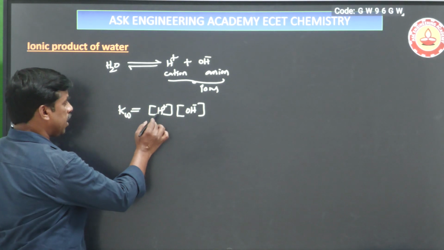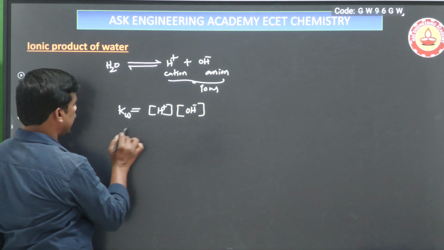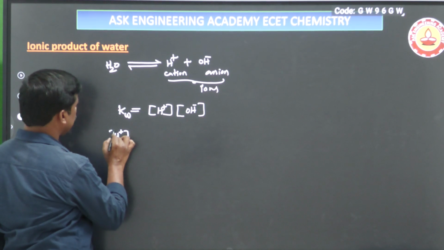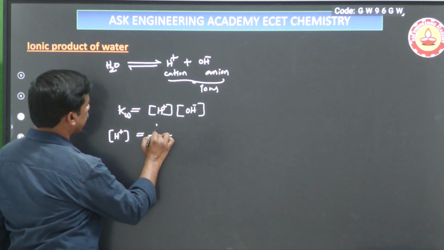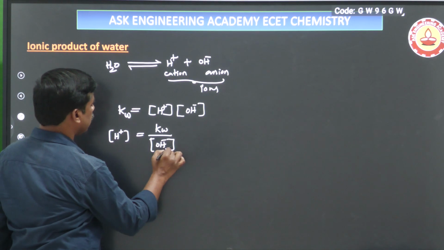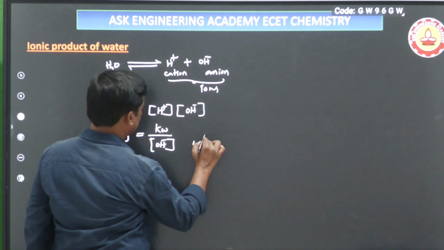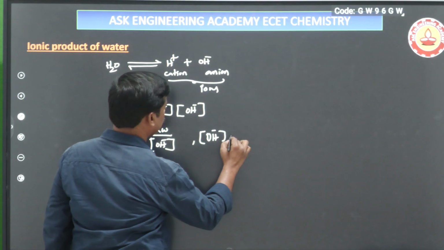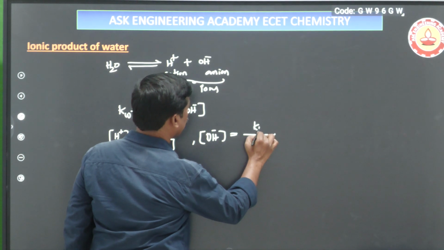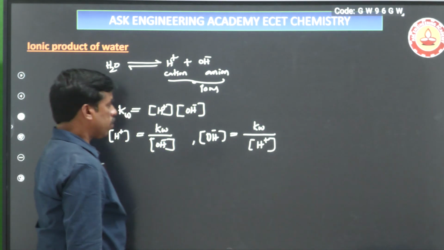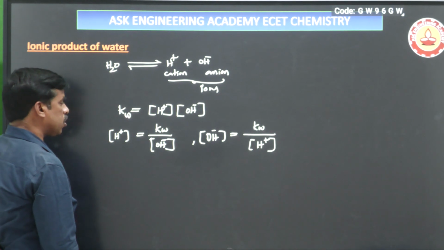If you want to calculate H plus, what is the equation that comes? The concentration of H plus is equal to Kw divided by the OH minus concentration. That is one equation. If you want one more, for OH minus you need the concentration of OH minus, which is Kw divided by H plus. Whenever required, you can use this equation.